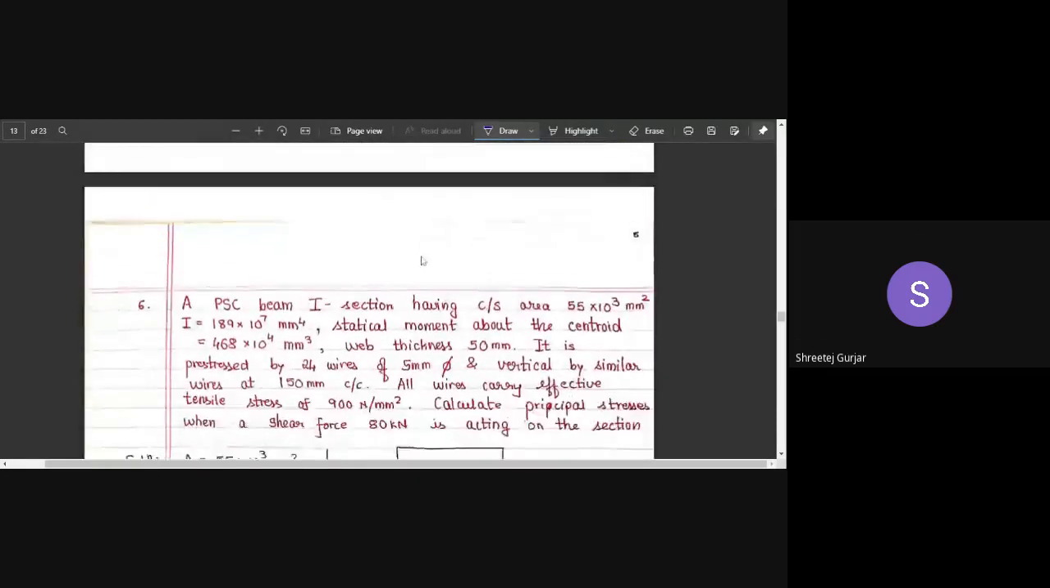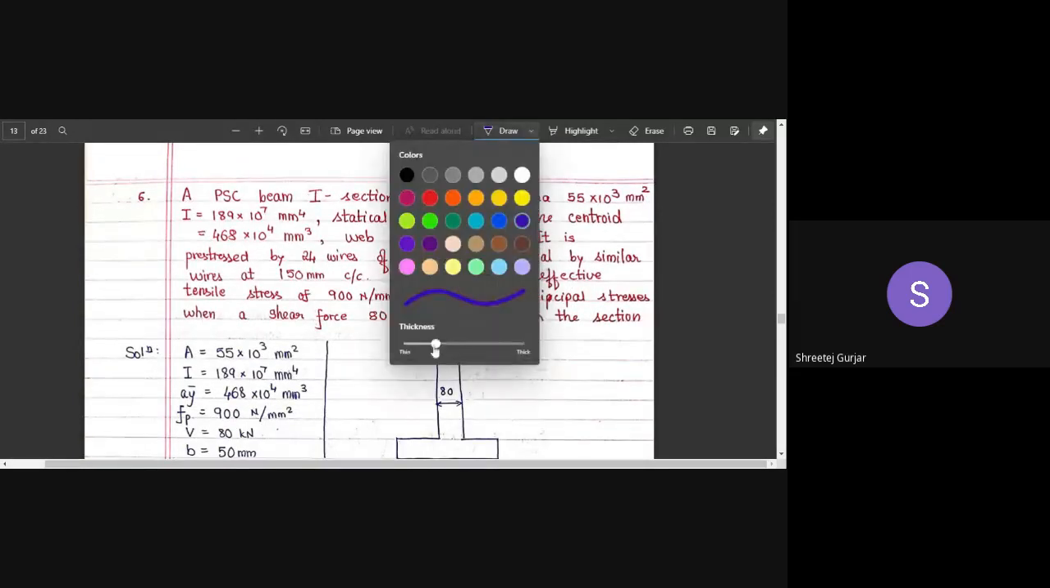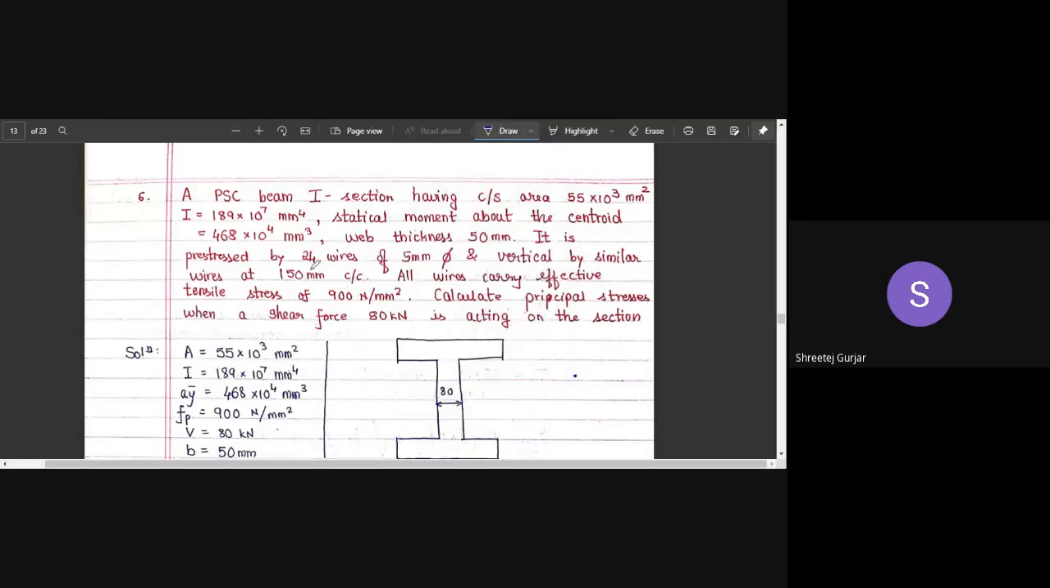So moving on to the next type of problem, we will look into how to solve an I section. You can see here you have a PSC beam I section. So the cross sectional area is given to us directly, no problem. Instead of all the calculations, they have given it directly. So I, what is I? Moment of inertia, that is also given to us, no need of any calculations.